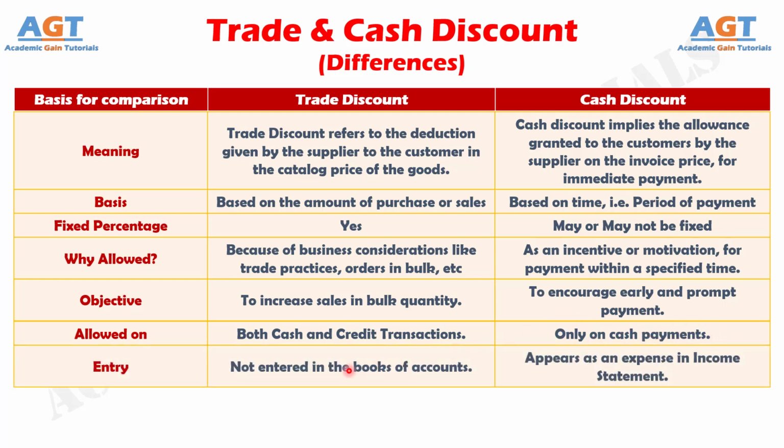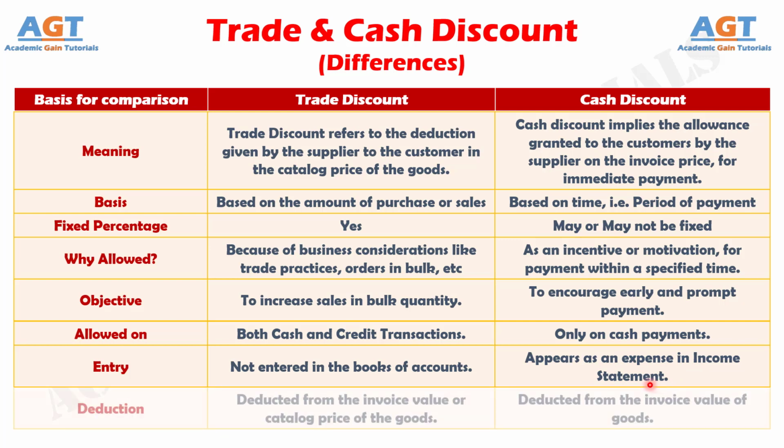Number 7. Trade discount is not specifically shown in the company's financial books, and all the transactions are entered in the purchases or sales book in net amount only. In contrast, cash discount separately appears in the financial books as an expense in the profit and loss account. And difference number 8. Trade discount is deducted from the invoice value or catalog price of the goods, as against cash discount is deducted from the invoice value of goods.